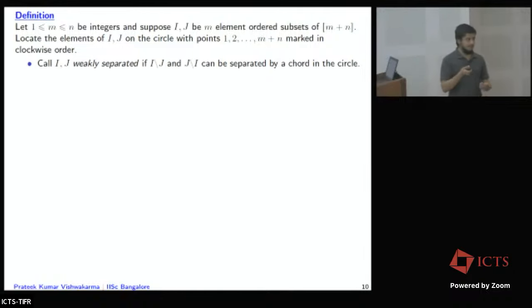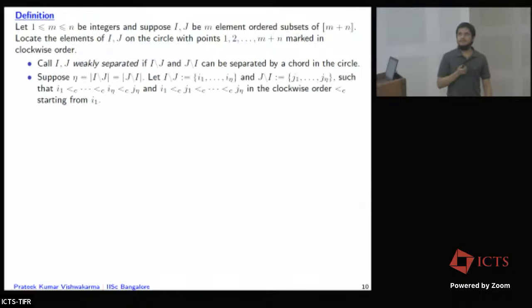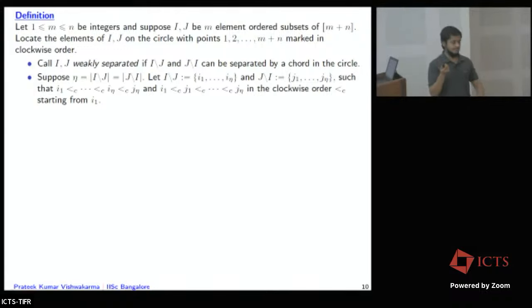Now the concept of weak separability is very fundamental in defining the cluster algebras of the Grassmannian, and because Misha is here, maybe he would be able to talk more about weak separability. Now suppose eta is the number of elements in I minus J, and also the number of elements in J minus I. I sort of alluded to a certain order that we want to introduce to obtain these inequalities. So now we are going to talk about that order.